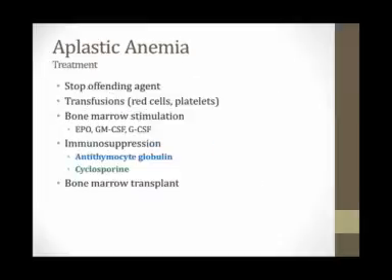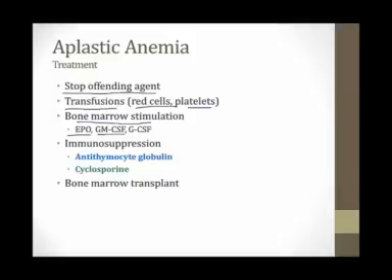The treatment of aplastic anemia is complex. I'll just highlight some of the principles for you here. First of all, you want to stop the offending agent if aplastic anemia is the result of a drug or an industrial exposure. Transfusions are often required, transfusions of red cells and platelets. There are drugs which can stimulate the bone marrow. You can administer erythropoietin to drive red cell production.